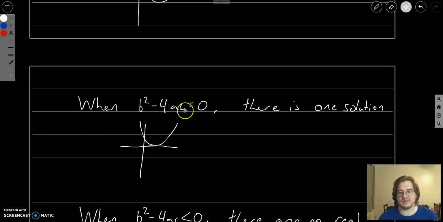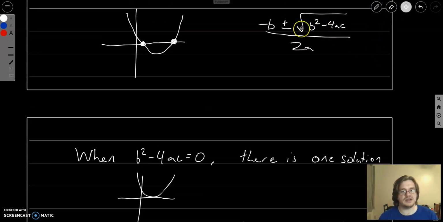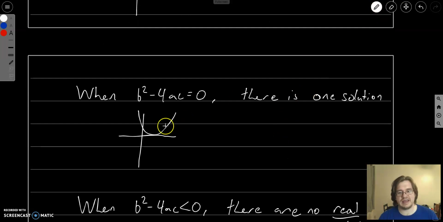If b squared minus 4ac is equal to 0, in this equation, I get the square root of 0. So I'll have negative b plus 0 and negative b minus 0. Well, that only gives one solution. And the one solution is where this line will hit the x-axis in exactly one spot.